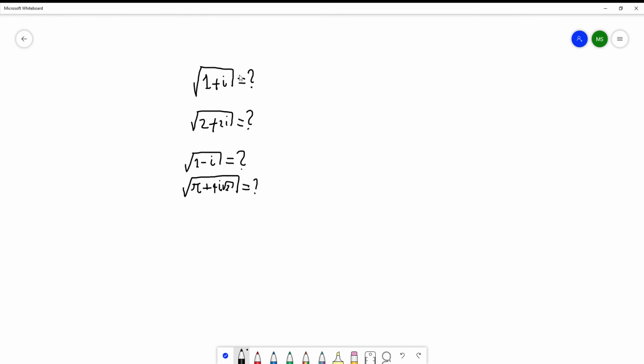Now here are my 4 challenges. This one, the square root of 1 plus i. This one, the square root of 2 plus 2i. Now you can actually calculate this one from this one. And then this one is the square root of 1 minus i. And this one is a weird one. It's the square root of pi plus 4i square root of 2. And that's weird because you'll probably never see that one.